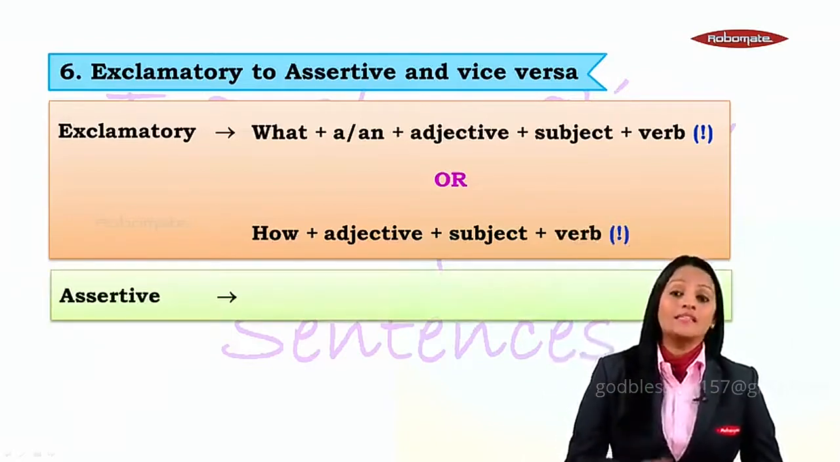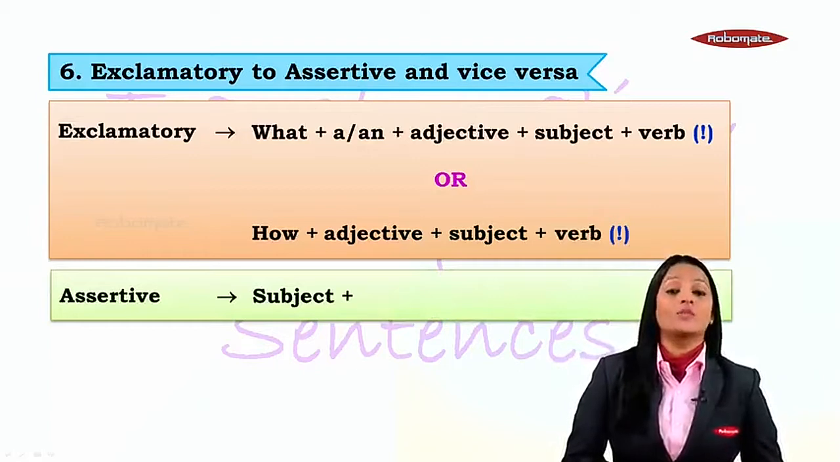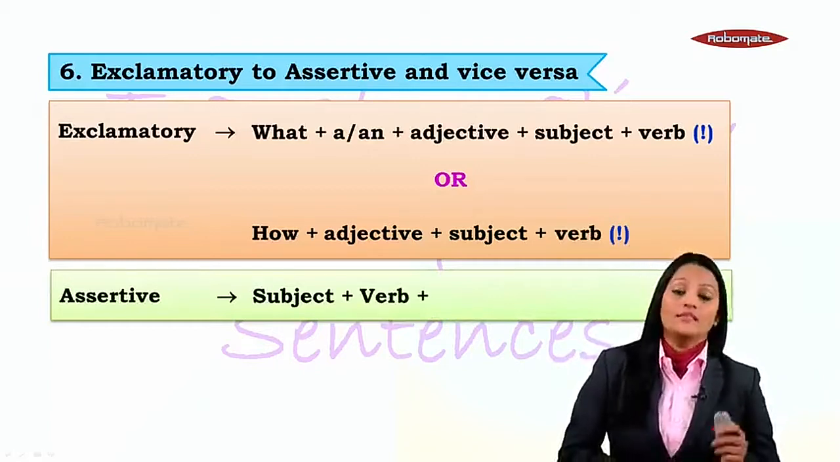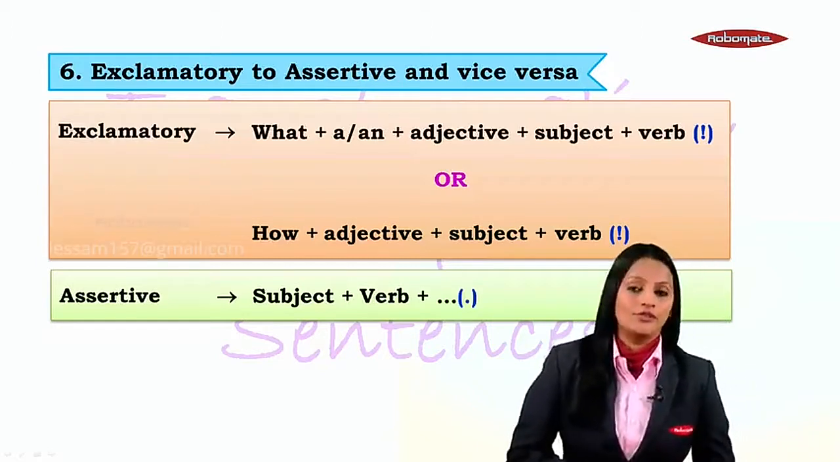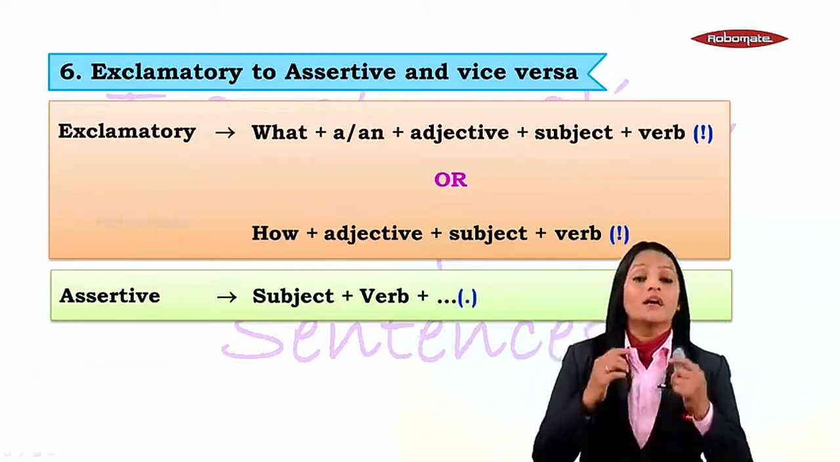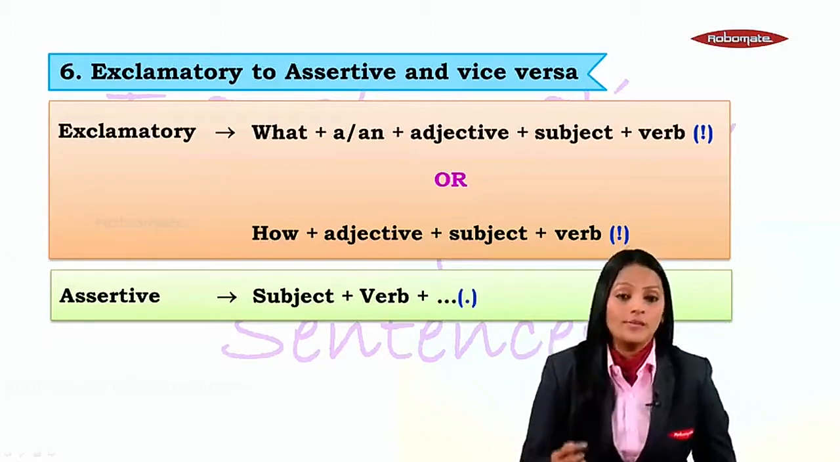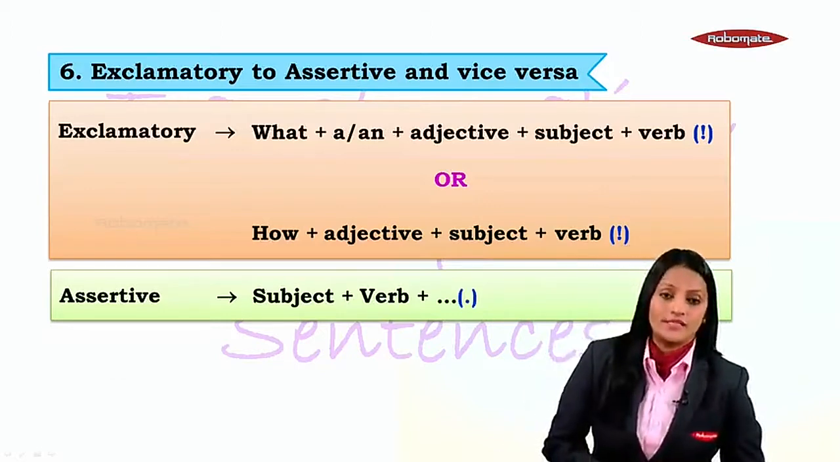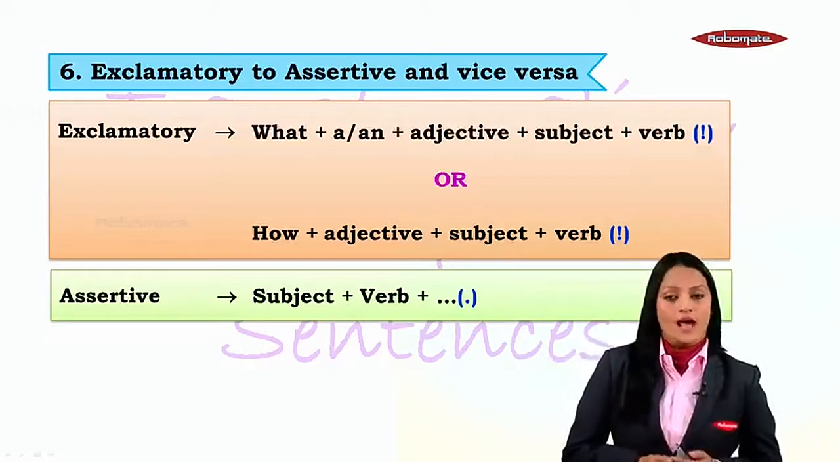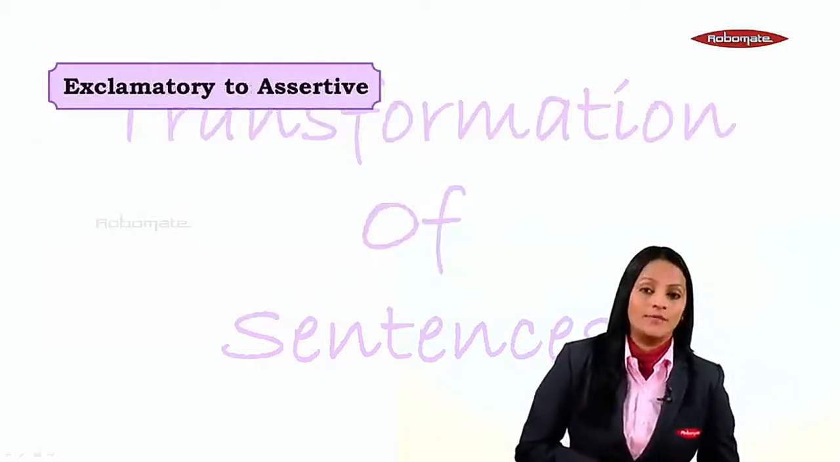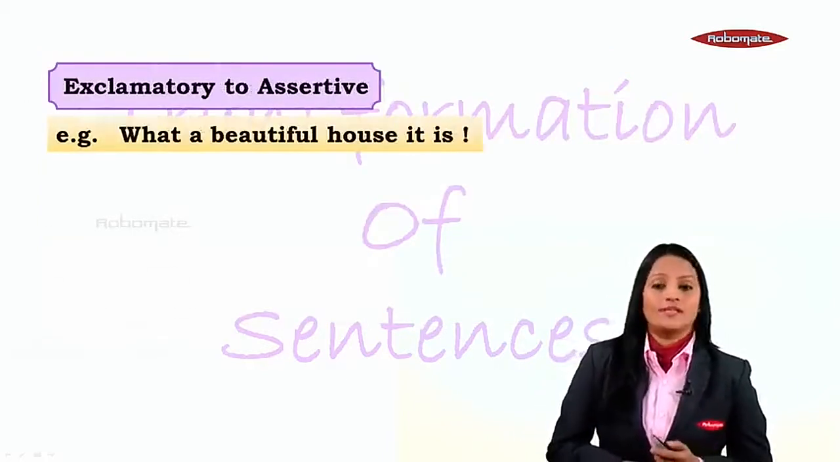And the assertive sentence starts with the subject. Then we have the verb and, of course, the full stop. So that is the structure of exclamatory and assertive sentences. This becomes easy for us when we are changing from one to the other. Let's take examples. Exclamatory to assertive.